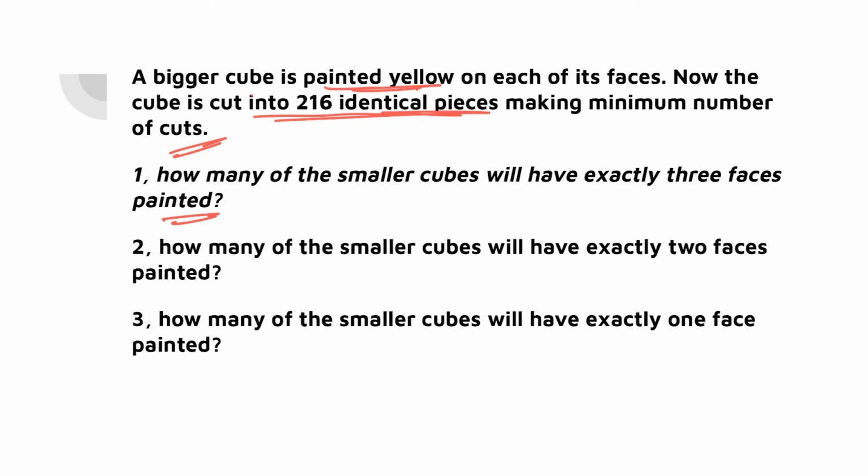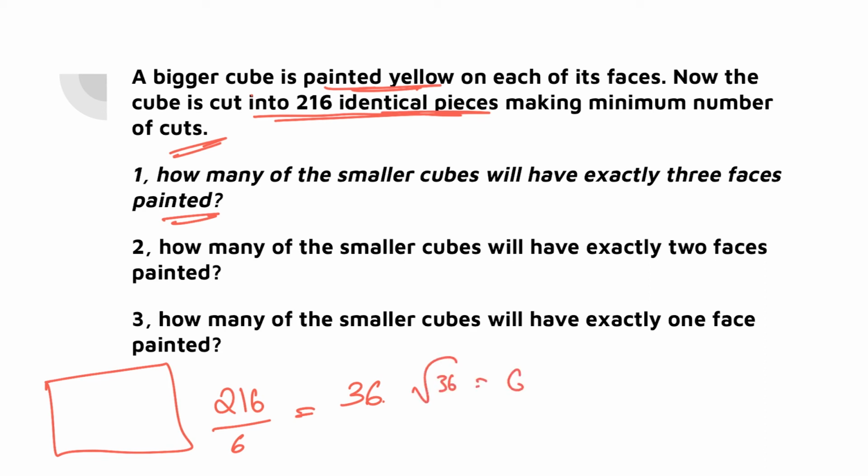So it is said that we have one bigger cube and all the sides are painted yellow. And now the cube is cut into 216 identical pieces. So 216 identical pieces means totally the dice will have 6 faces. So divide this by 6, you get 36 pieces on one face. So if 36 pieces, the square root of 36 is equal to 6.